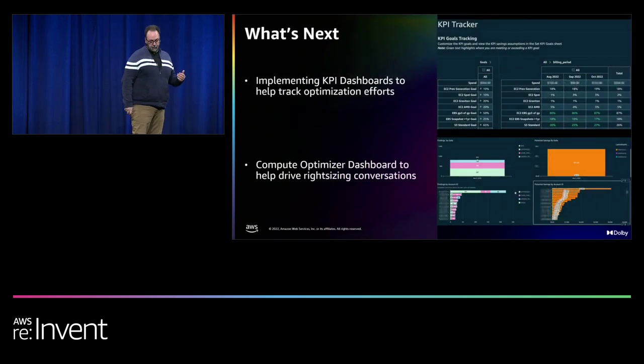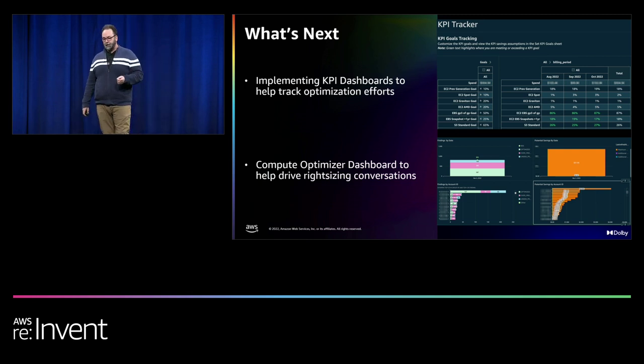So what's next for Dolby? With the initial success of Kudos in our AWS environment, we're now rolling out some additional dashboards that Aaron talked about to help our teams identify and implement savings opportunities in their accounts. One of the dashboards we really like is the KPI dashboard. It's a great solution that allows teams to set personalized KPIs, like Aaron was showing you, for various cost optimization categories like spot instances in use, GP3 versus GP2, or how many snapshots do you have more than a year old.